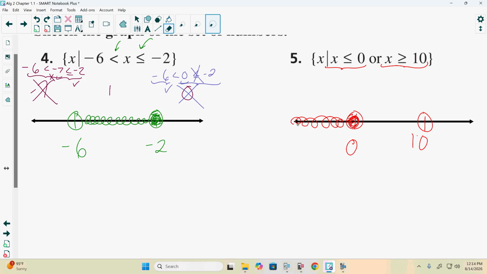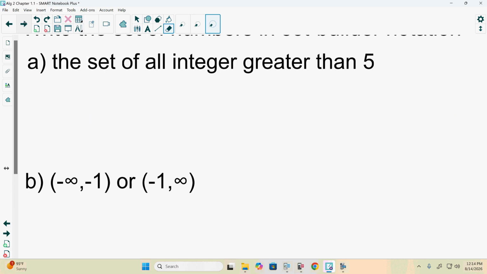Then we can go to the other part. X is greater than or equal to 10. Filled in or open? Filled in, yes, because it is equal to. Shade to the right or to the left? To the right. That's it. Questions on this here? Probably been a minute since y'all have done inequalities and graphing inequalities. Not too bad.